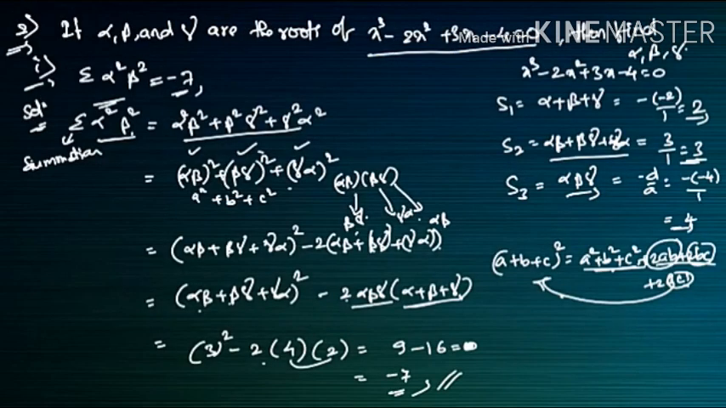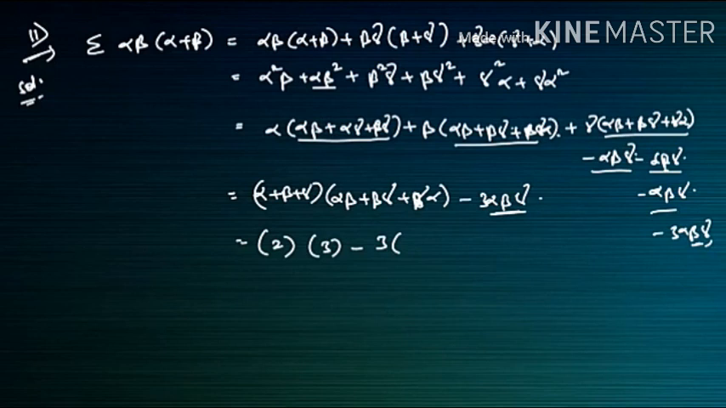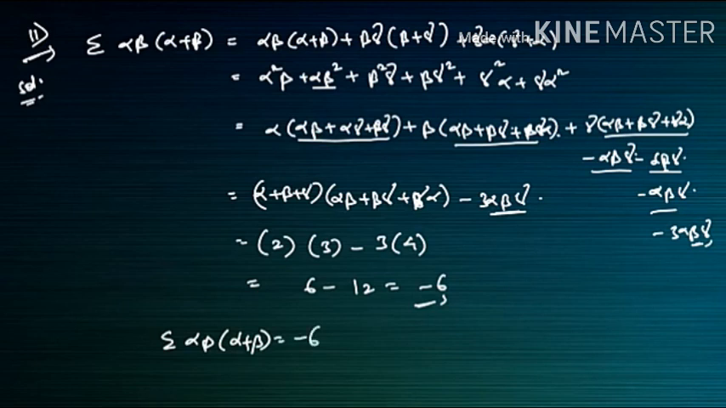So from this second question, we got 4, so I will substitute 4 in that one. It will become 3 into 4, 12, so 2 into 3, 6, minus 12 is equal to minus 6. That is the answer here, where the question is alpha beta into alpha plus beta is equal to minus 6. So now moving to the next question.